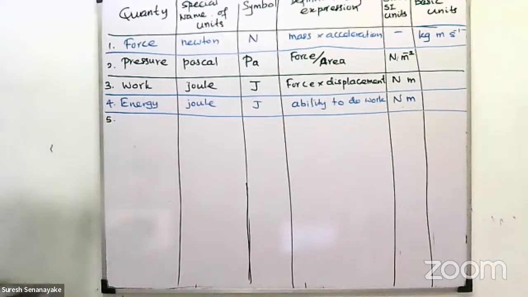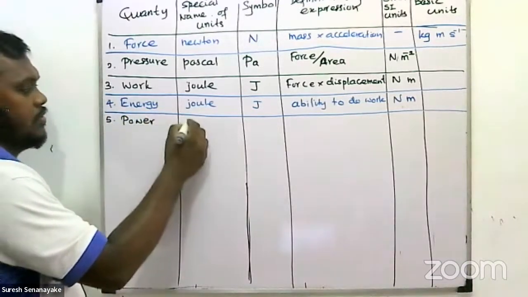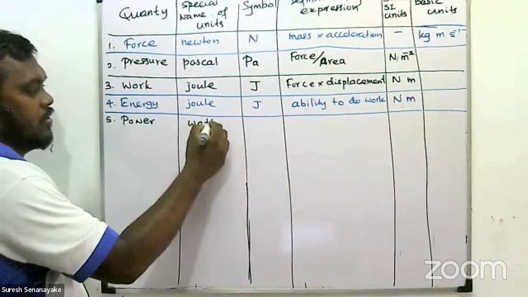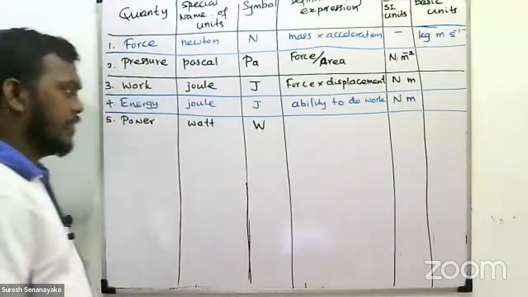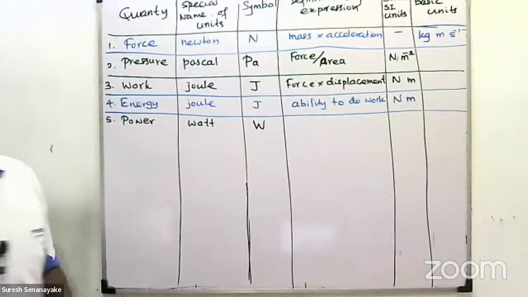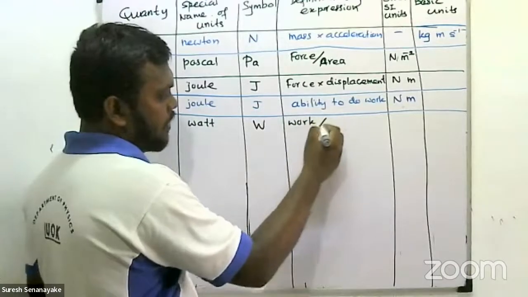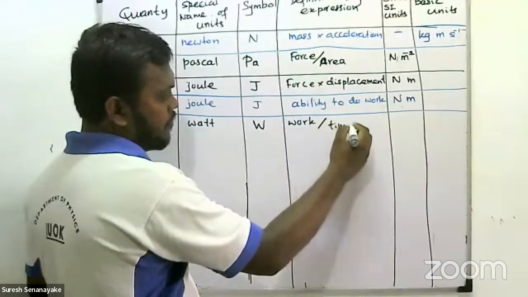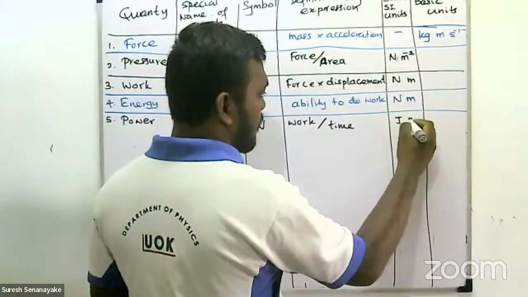Power. So it's what? W. That is work divided by the time. Work divided by time. So other unit is this, joules per second.